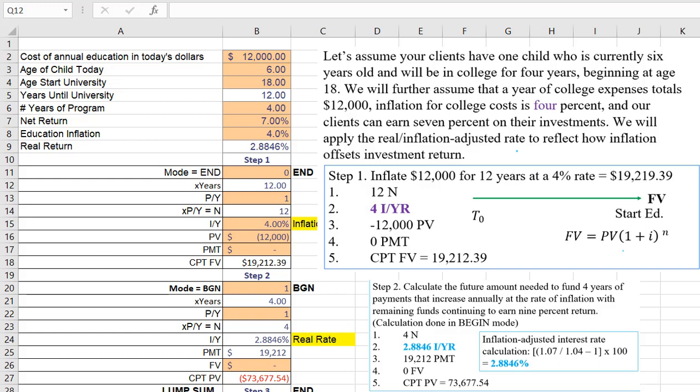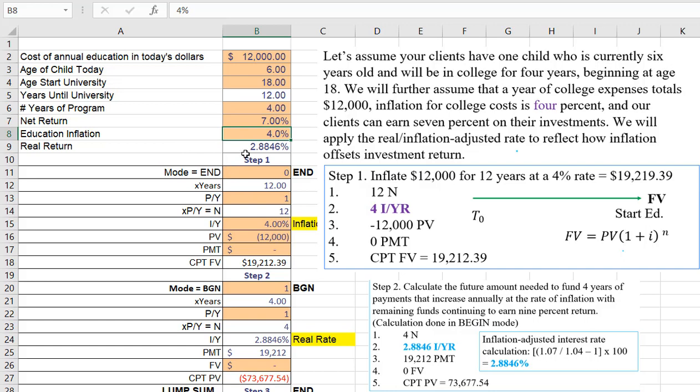So we're going to apply the real inflation adjusted rate to reflect how inflation offsets investment return. We're going to do that down here in step number 2. Okay, so here in Excel, I've put in my input cells, cost of annual education today in today's dollars, $12,000. Child is 6 years old today, start university at 18. And so here we can see that years of university, 18 minus 6 equals 12. The university program is going to be 4 years. Net return after fees, that's why I say net, is 7%.